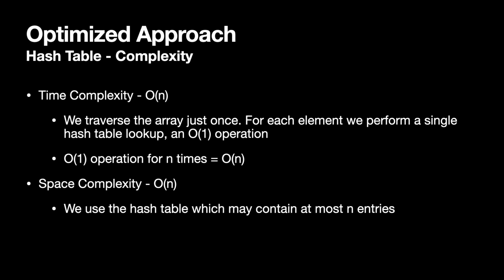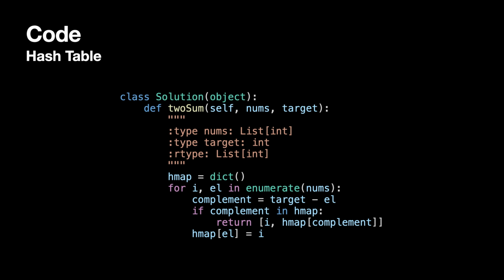Now, let's take a look at this Python solution, which uses the hash table approach. We start by initializing a dictionary, which will hold the values we have encountered so far, and their position in the array as key value pairs. Then, we use enumerate to loop through the array. I use enumerate here because it keeps track of both the index and the current element, eliminating the need for an additional statement to access the element at every index.